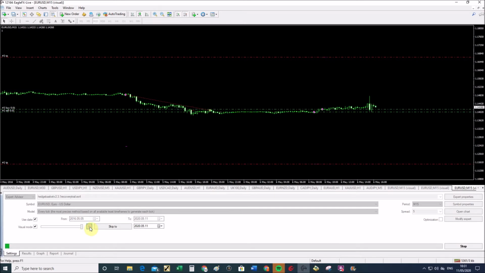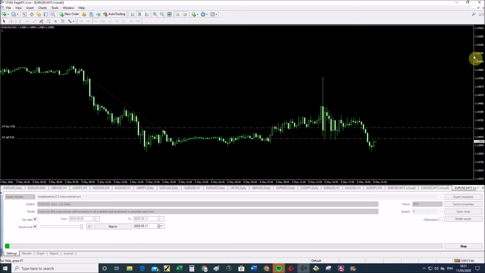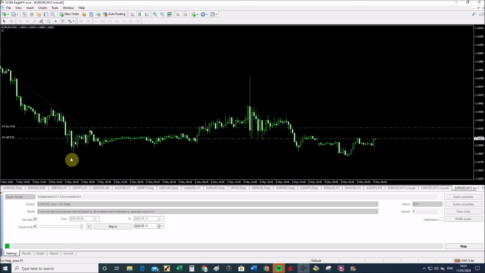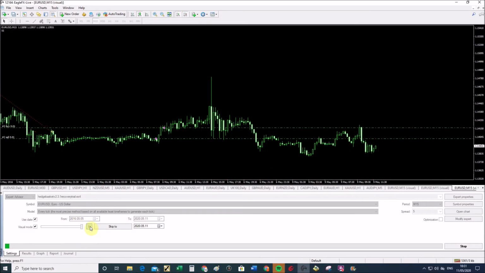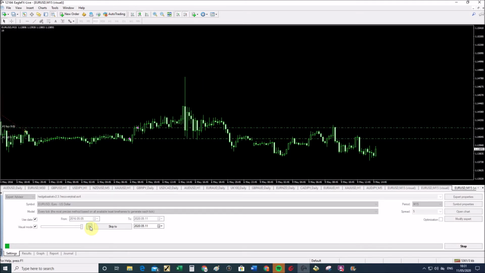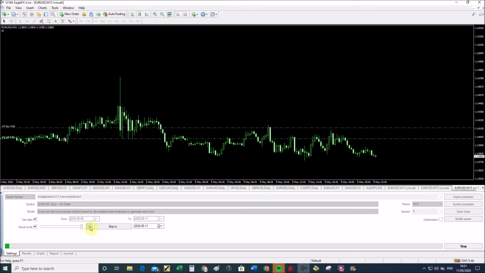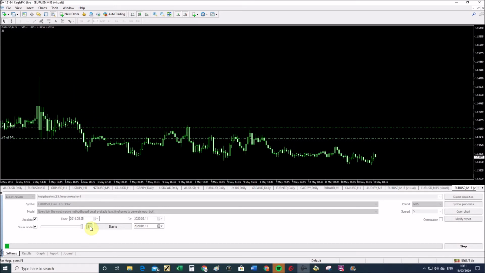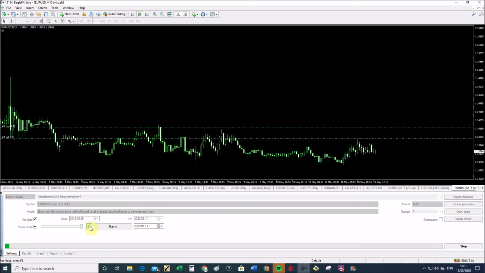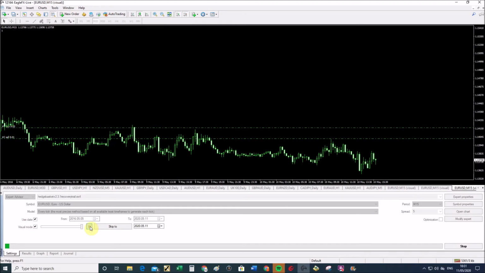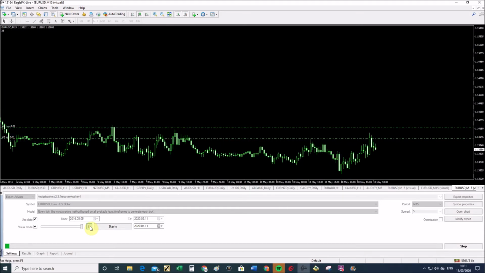Okay, so let's just enlarge this a little bit. Not really going anywhere at the moment. So we're waiting for 50 pip profit on either side, either one of those trades, before it opens a recovery.